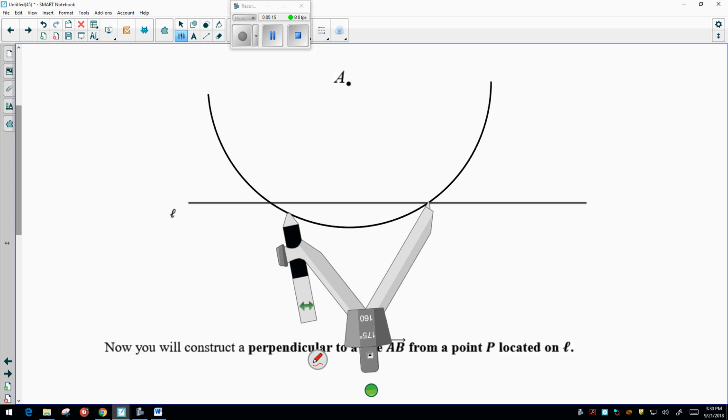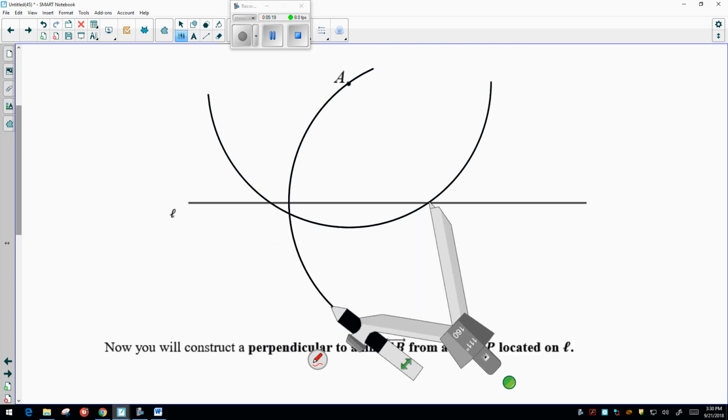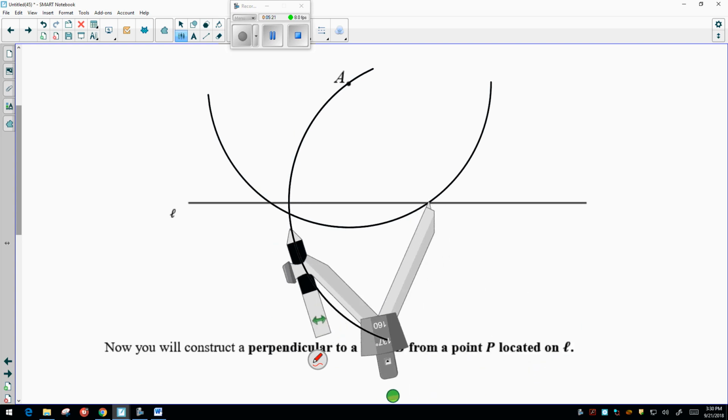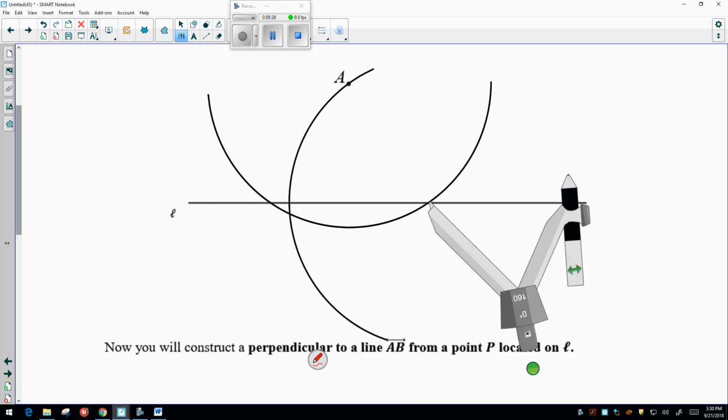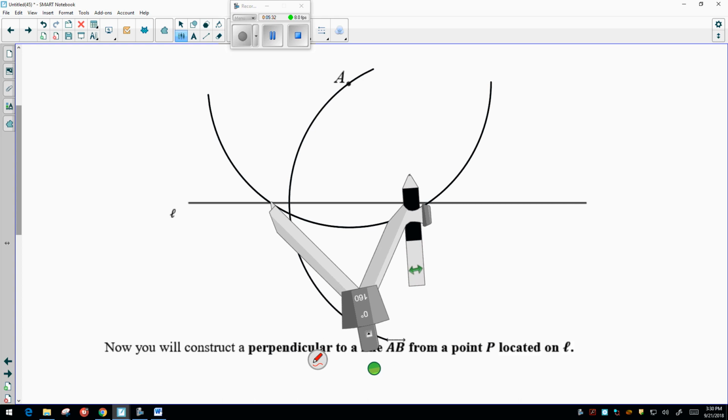And with my compass, I'm going to make an arc. I like to make sure it goes above and below. If it goes above and it hits point A, that to me is always telling me I've done it correctly. I'm going to flip my compass around, and I'm going to move it back over to this other point of intersection and do the same thing.